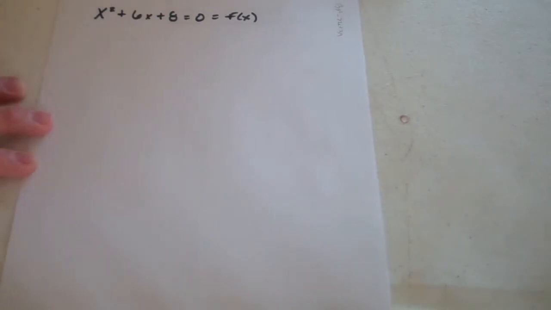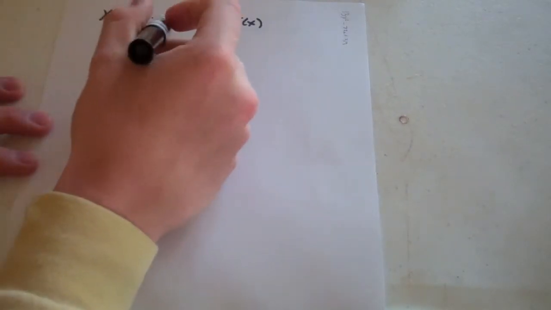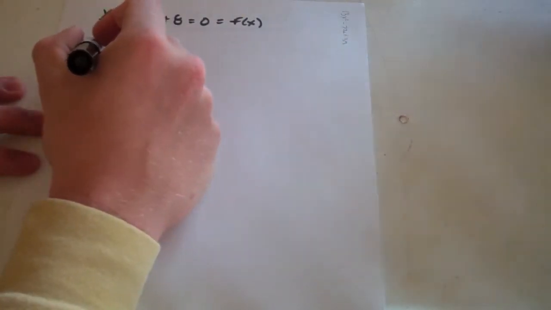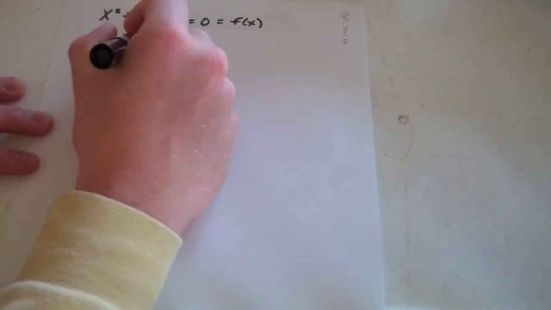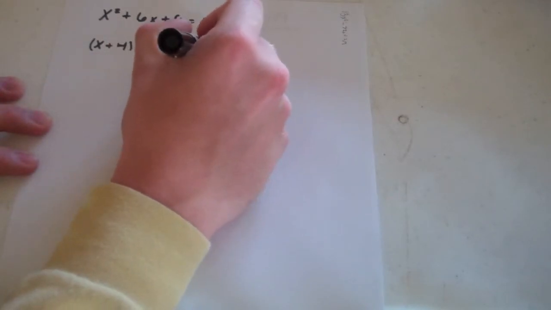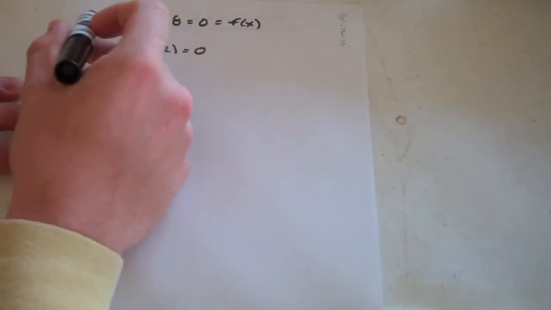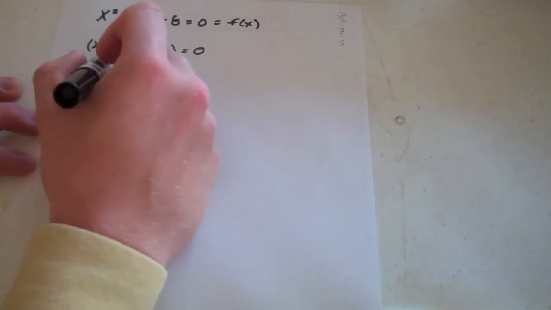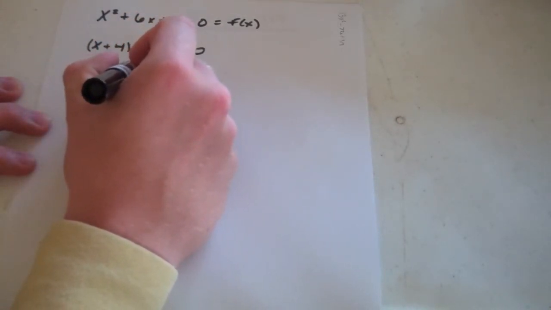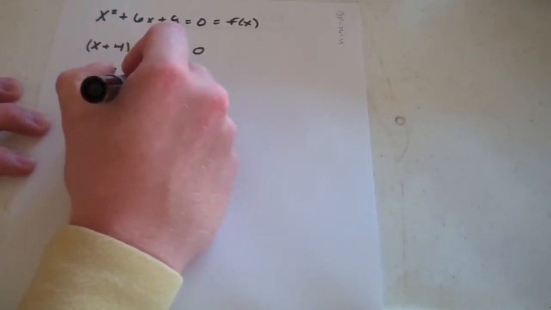For example, consider this function: x squared plus 6x plus 8 equals f of x. If we were to factor, first of all, we have to find the factors of 8 that will give us 6. So we have 4 and 2. (x plus 4)(x plus 2) equals 0. And these are all the solutions, or x-intercepts, roots, or whatever, of the equation x squared plus 6x plus 8 equals 0. So we have x equals negative 4, and keep in mind that they're opposites. So x equals negative 4 and x equals negative 2.